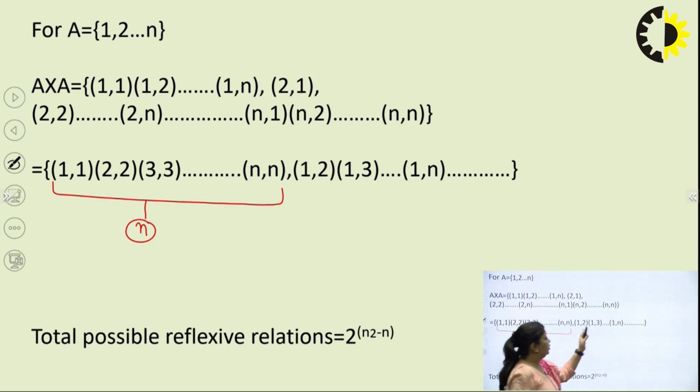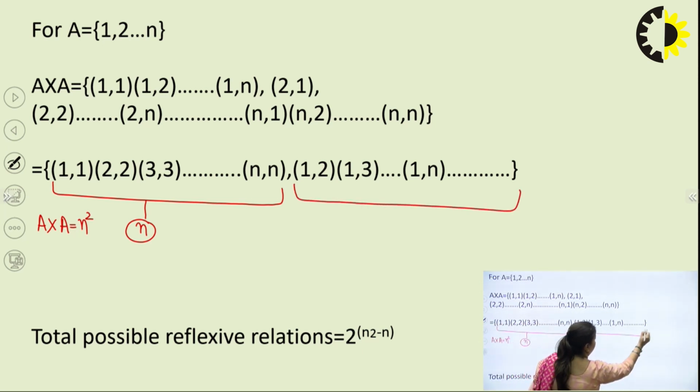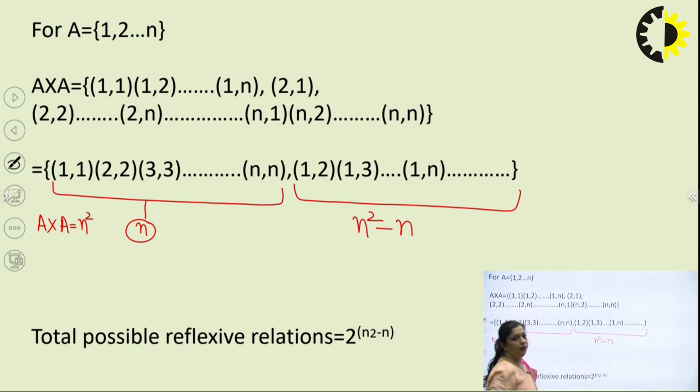And then these remaining elements, how many will they be? I already know that my A cross A has n square elements. That means all these elements are equal to n square, out of which these are n elements. So, these remaining elements become n square minus n elements.